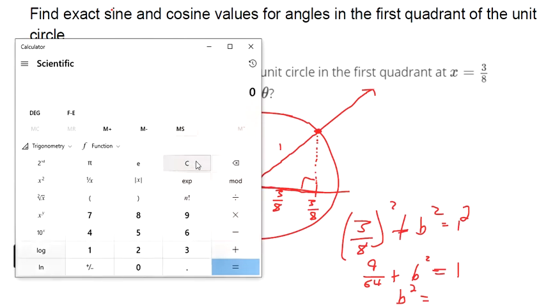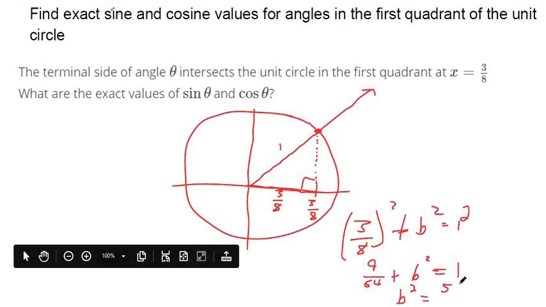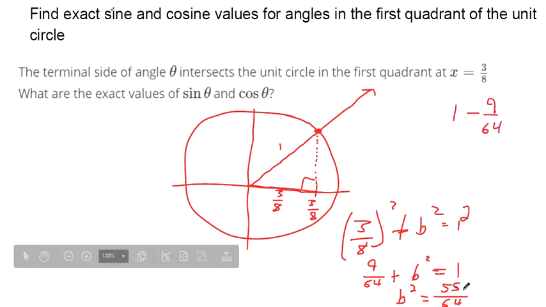Oh no, I want to do 64 subtracted by. Yeah, if you do 1 subtracted by 9 over 64, that's 64 over 64 subtracted by 9 over 64. We get 55 over 64. So you'll just want to do that arithmetic out if you're not sure where I get that from. Okay, so do that fraction arithmetic out to verify.